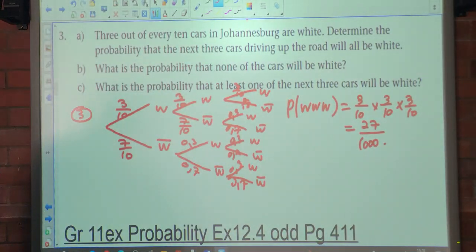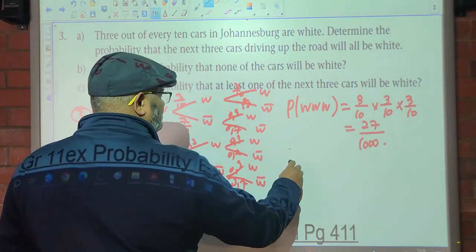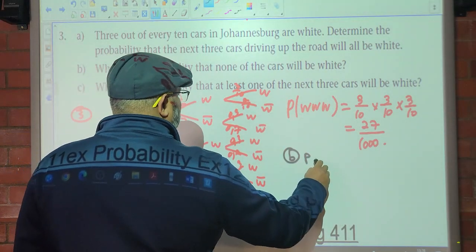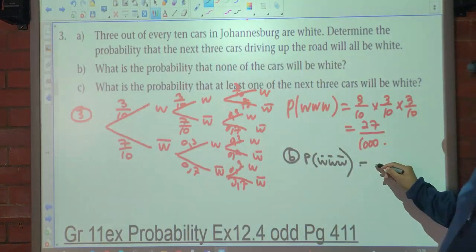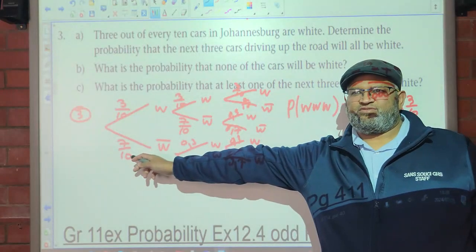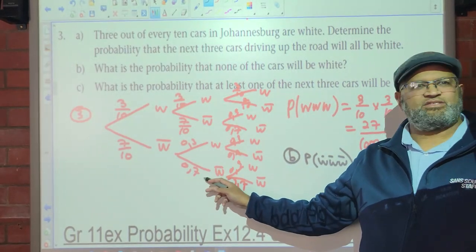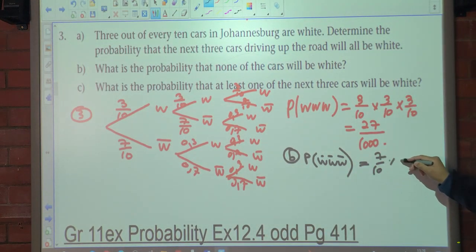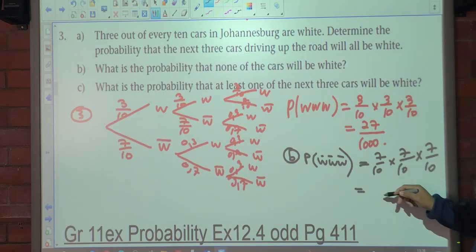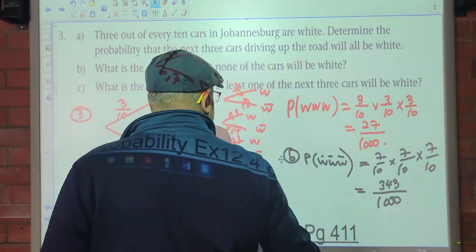What's the probability that none of the cars will be white? So, the probability of non-white, non-white, non-white. What's the probability of not white? 7 out of 10. And not white? 7 out of 10. And so on. So it's going to be 7 out of 10 times 7 out of 10 times 7 out of 10, which is 343 over 1000. Okay, any confusion there?